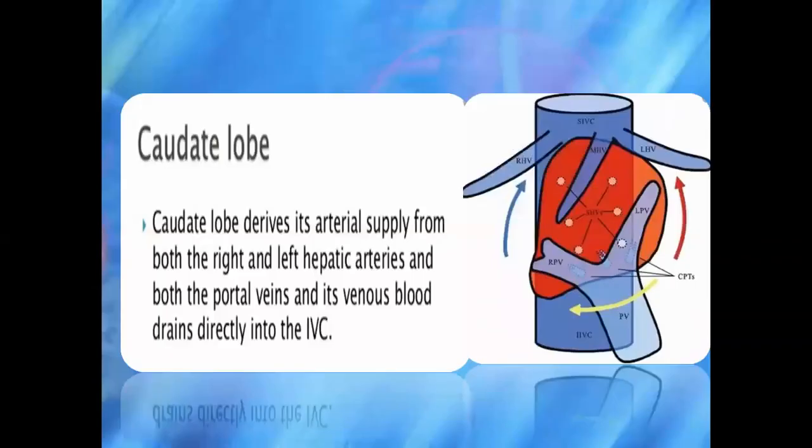Caudate lobe. The caudate lobe derives its arterial supply from both the right and left hepatic arteries and both portal veins, and its venous blood drains directly to the inferior vena cava.